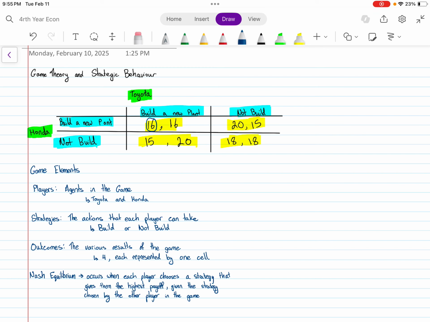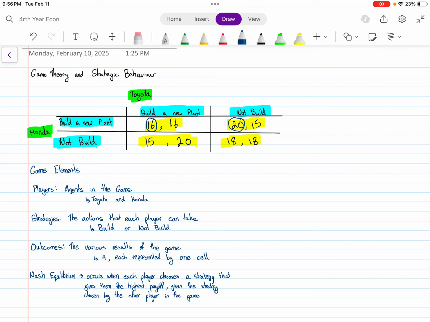If Toyota decides not to build a new plant, then we know that Honda has two options again. They're either going to build a new plant or not build a new plant. And since 20 is greater than 18, Honda is going to build a new plant if Toyota decides not to build a new plant.